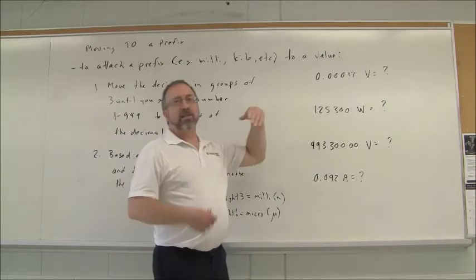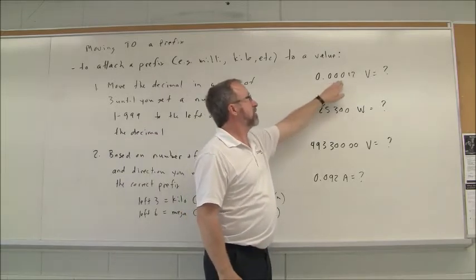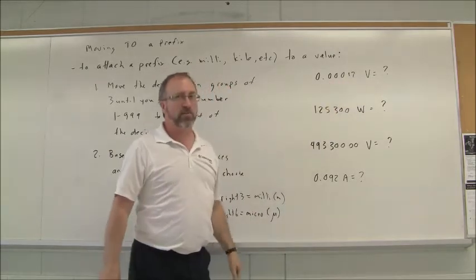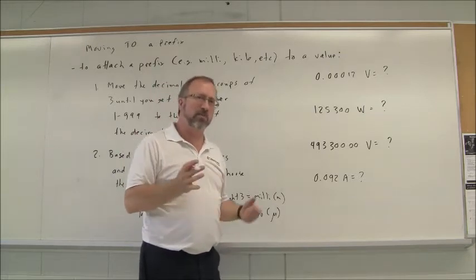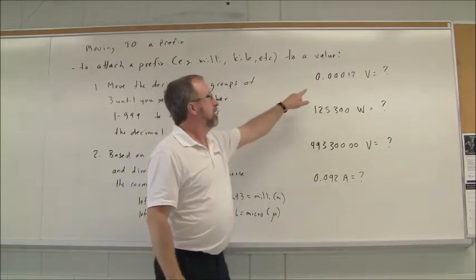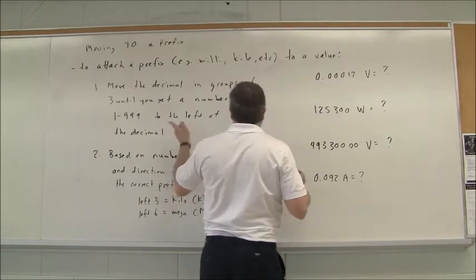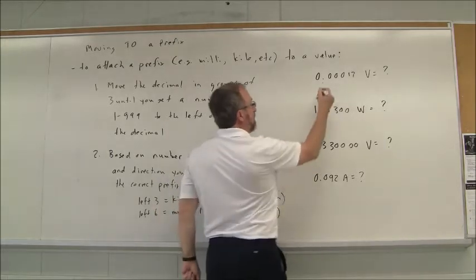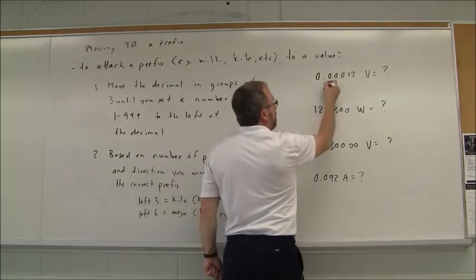So, I've done some kind of calculation and the result of my calculation was the answer 0.00017 volts, which is kind of an awkward number to work with. So, I want to assign it a prefix that will make it a little more brief and a little easier to understand and work with. So, the decimal is here. The instruction is move the decimal 3 places. Well, if I go this way, it's not going to change anything. I will move it this way.